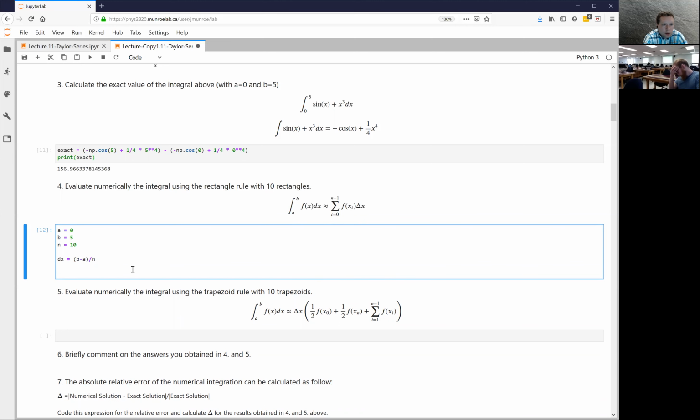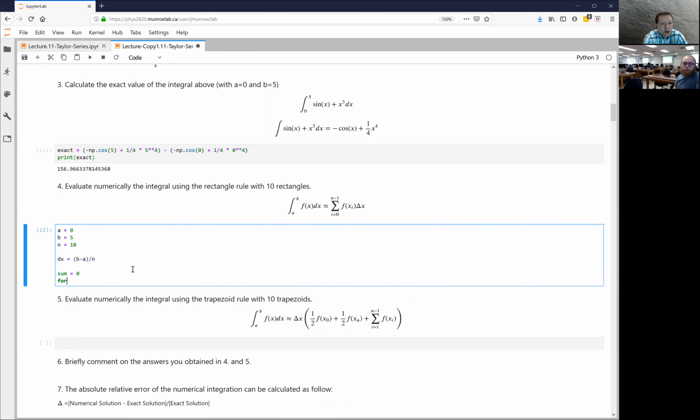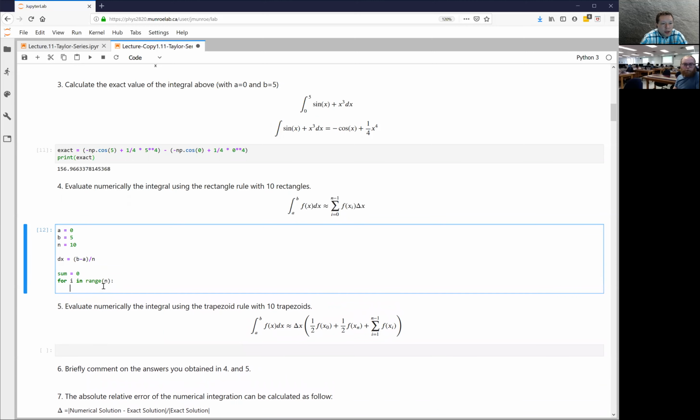Well, it's a sum, and we're going to start the sum equaling 0, and we're going to do a loop, and we're going to say for i in range of n. Now what this is doing is letting i take on every value up to, but not including, n. It takes on the value of i equals 0, i equals 1, i equals 2, all the way up to i equals 9. Exactly what we want.